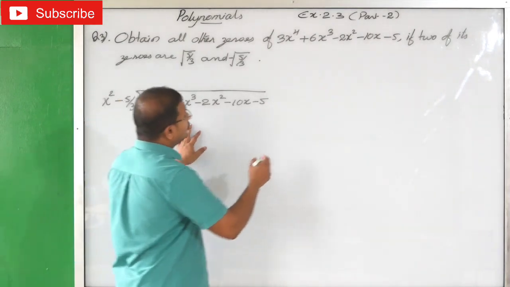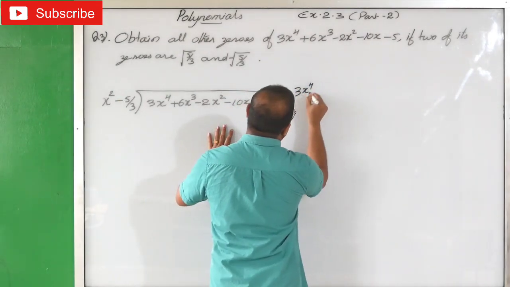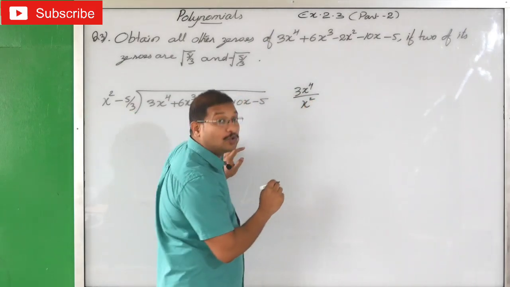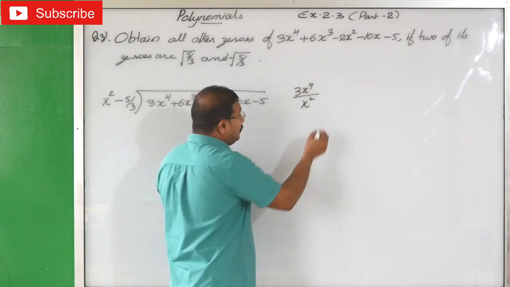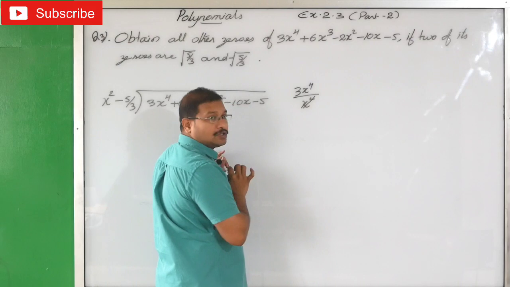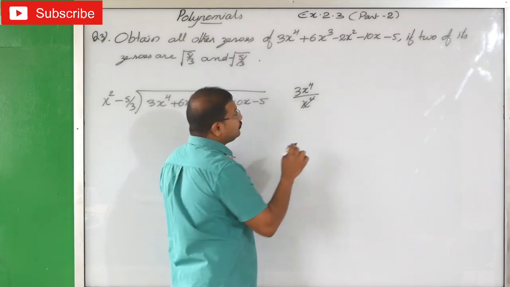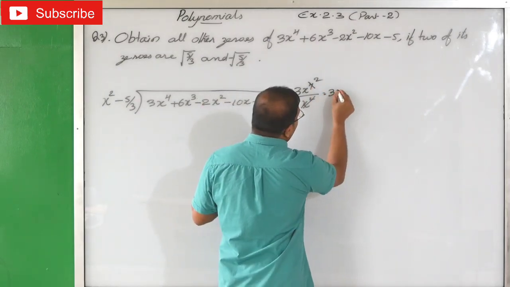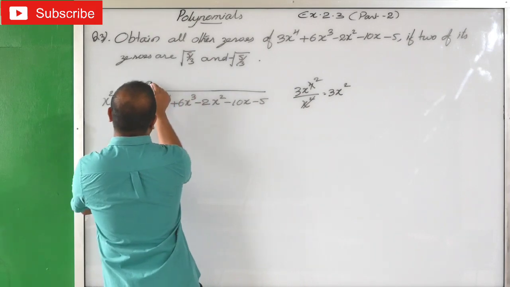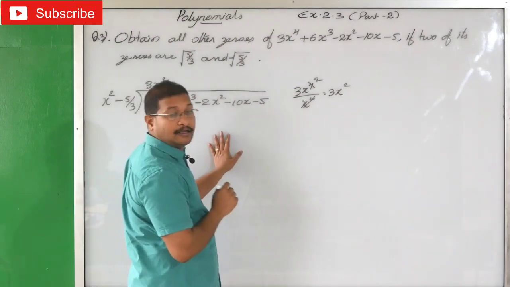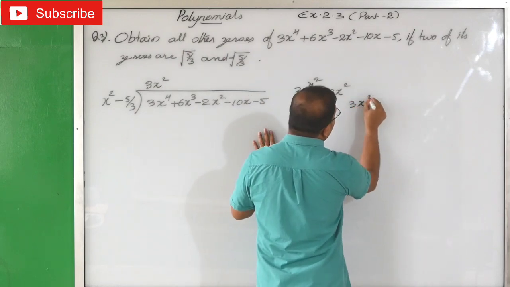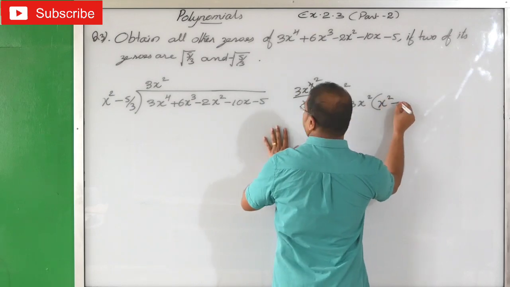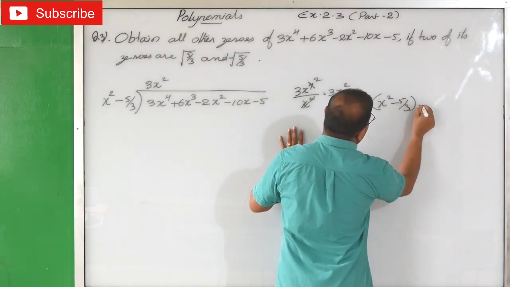So what is the first term here? 3x raised to 4 divided by the first term x square. X raised to 4 means 4 times, x square means 2 times, so 2 times will cancel. That means we'll get the balance 3x square. Here we'll write 3x square. After that, now what you'll do? 3x square into this divisor, x square minus 5 by 3, will multiply.